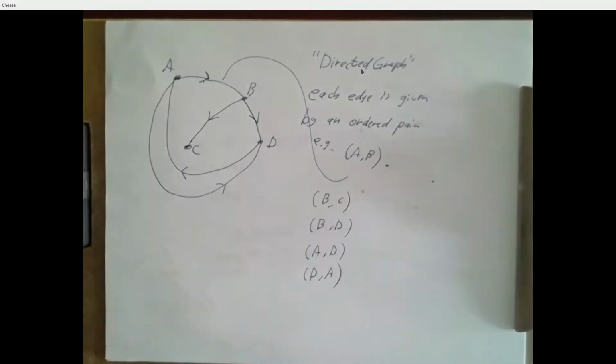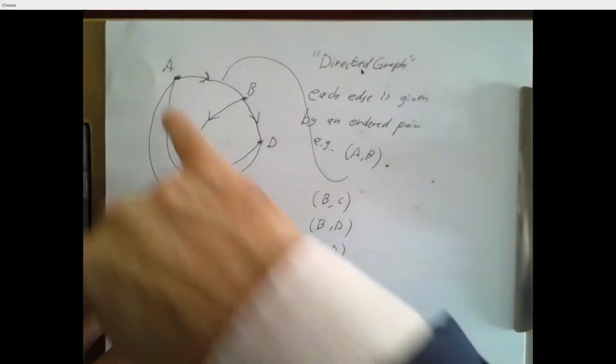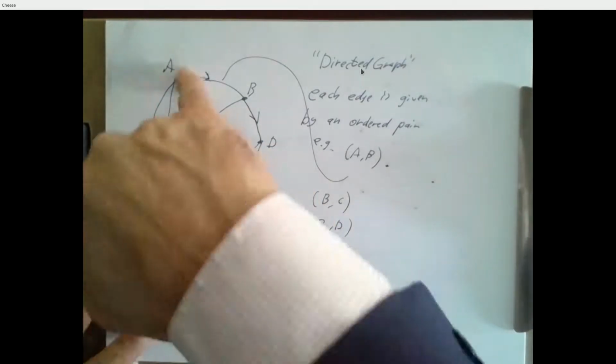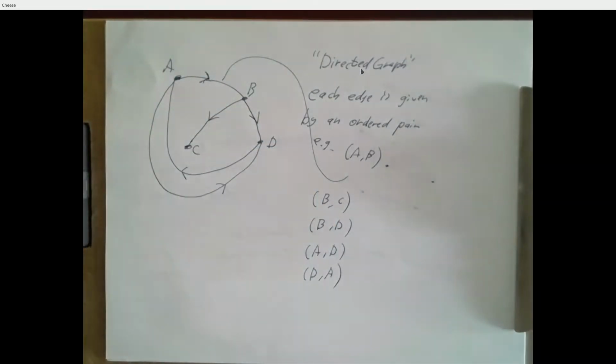So this would be a street map of Portland where everything's a freaking one-way street, right? So you can get from A to B, but if you want to get from B to A, you got to go over to D, and then you got to go over to A, right?